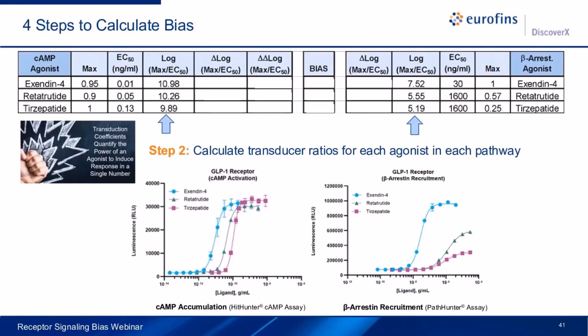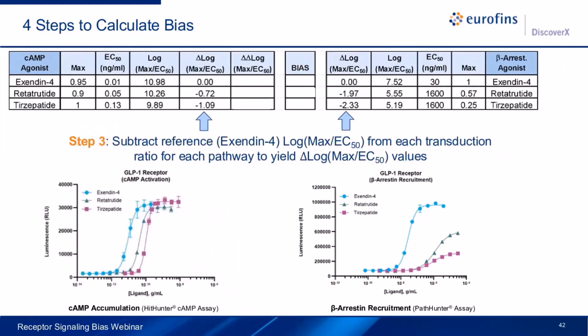Once you have that, then you rank it within each signaling pathway. You still can't cross over from pathway 1, cyclic AMP, to beta-arrestin, because the receptor expressions and so forth are different, so you can't compare those. What you do is you rank them within each assay. You choose a reference compound. In this case, we chose exendin.